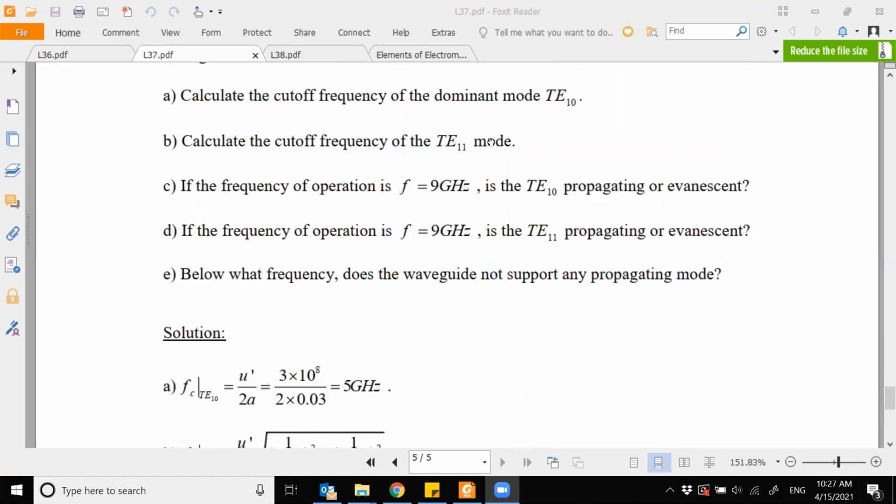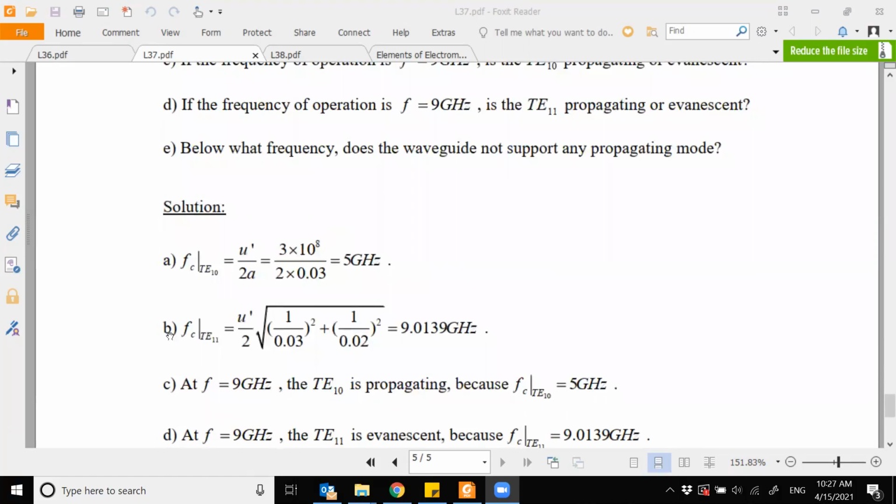Then the cutoff frequency of the TE11 mode. So TE11 mode: this is u' over 2 times the root of, remember, (m over a) square plus (n over b) square. So m is 1, n is 1, this is a, this is b. So it is 9.013 gigahertz.